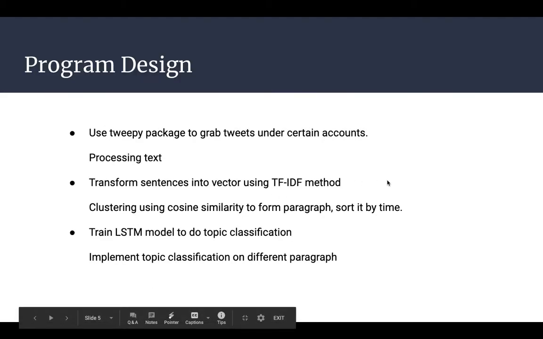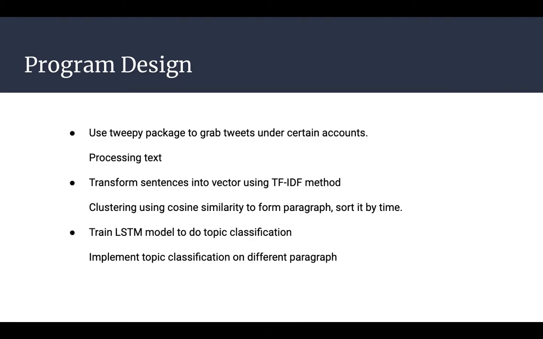So next, we tried an extractive method. This is our process design. I used the tweet API to grab the tweets under certain accounts and then did some processing. For the embedding step we use the TF-IDF method, and then we cluster using cosine similarity to form paragraphs sorted by time, and then I train an LSTM model to do topic classification.